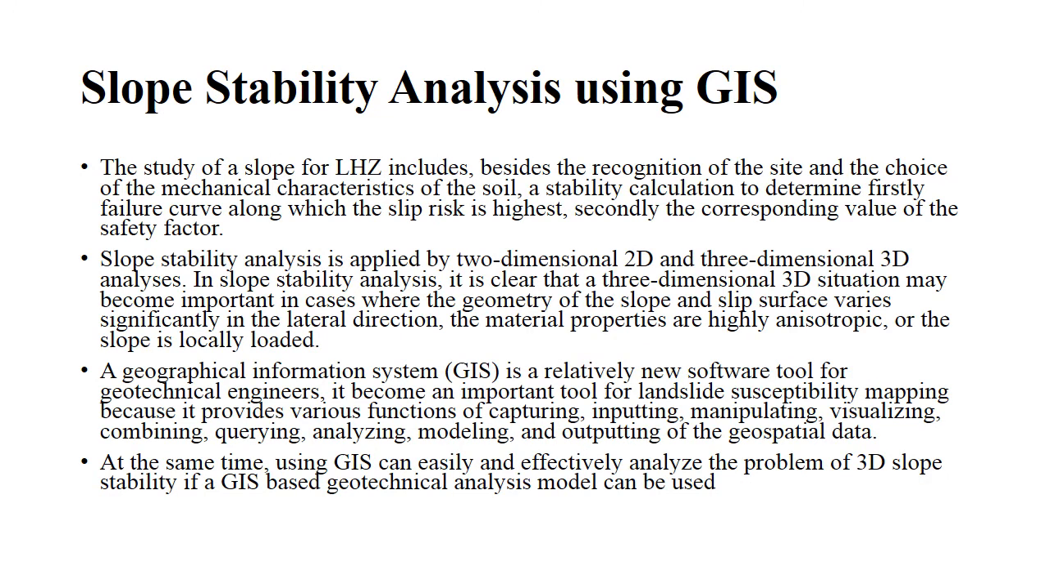Next, one of the important things when a landslide hazard zonation map is made is slope stability analysis using GIS. GIS stands for Geographical Information System. What they try to do is analyze how stable the slope of a land is in a particular area using a geographical information system. So there is recognition of the site and choice of mechanical characteristics of soil, then stability calculation to determine the failure curve along which the slip risk is highest, right? And then they find the safety factor.